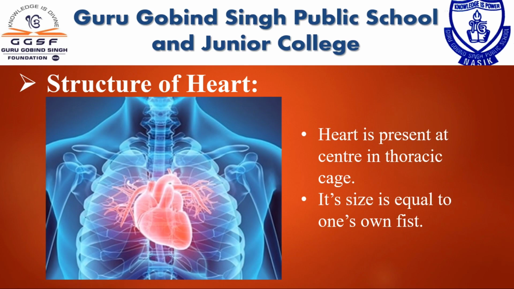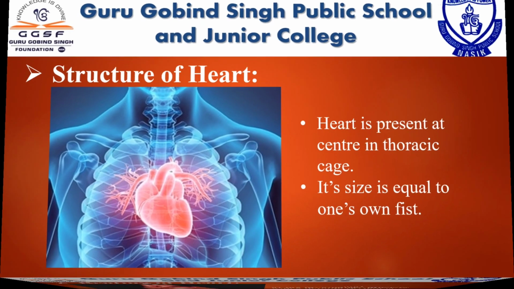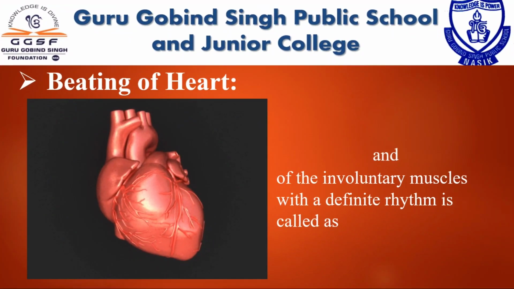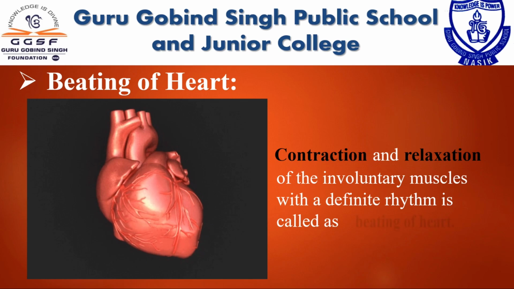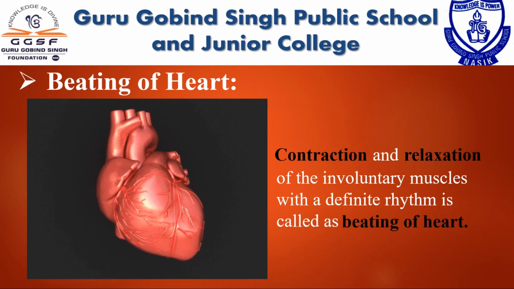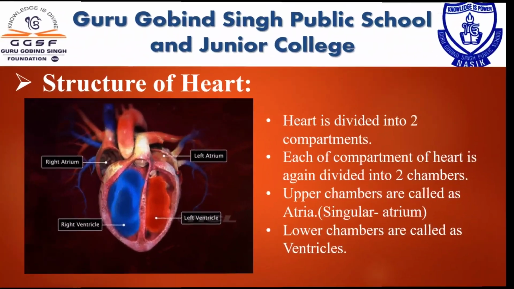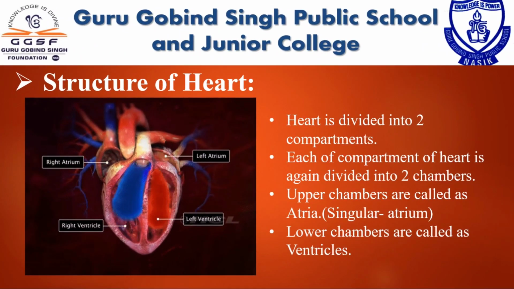It is made up of involuntary cardiac muscles. Contraction and relaxation of the involuntary muscles with a definite rhythm is called the beating of the heart. The human heart is separated into 4 chambers, namely the 2 upper chambers called atria and 2 lower chambers called ventricles.